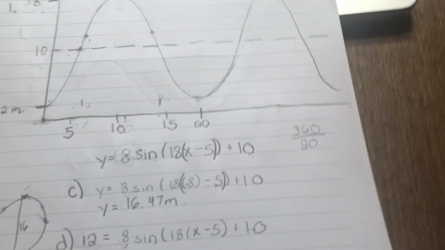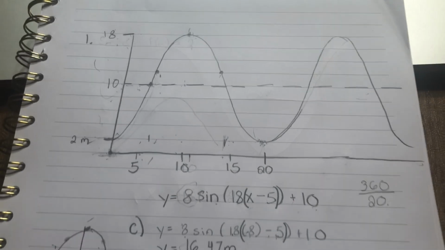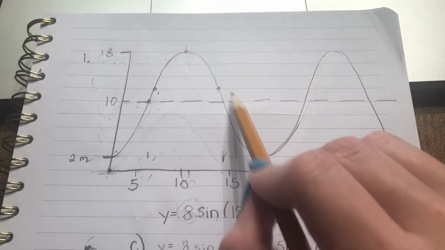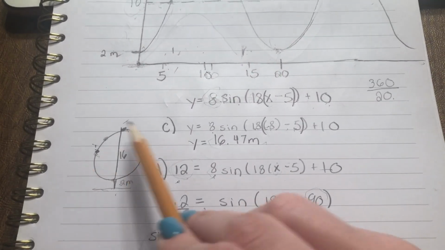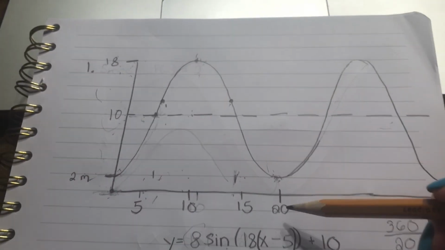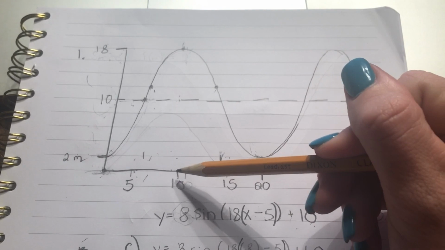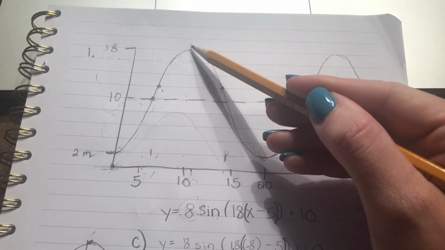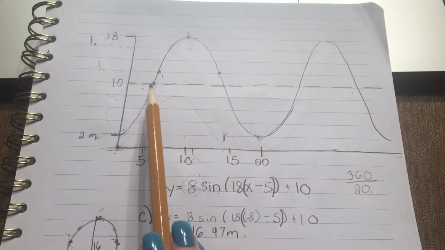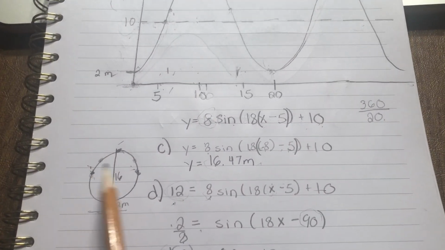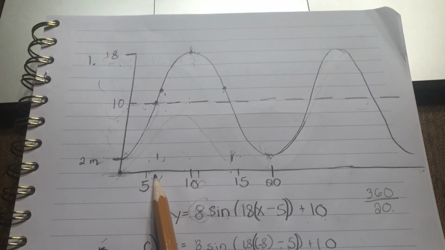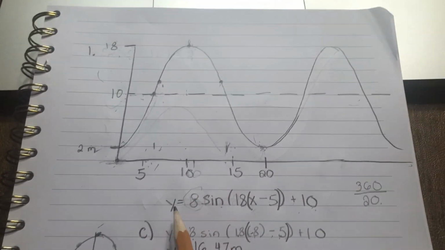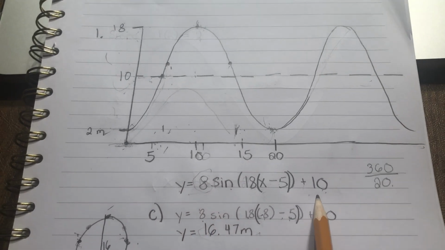And then it takes 20 seconds for the Ferris wheel to complete one rotation. So the rider goes up to the top and then back down to the bottom. So that would be a full rotation. So that takes 20 seconds. That means that when the rider's at the top, it's half of that. So it's going to take 10 seconds for the rider to get to the top. And for the rider to reach the 10 meters, so at the left and the right side, it's going to be 5 seconds and 15 seconds. Okay, we can use this to create the equation for it.